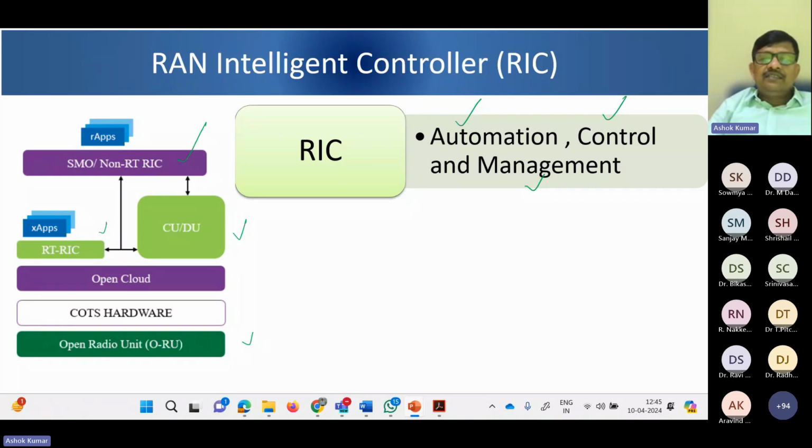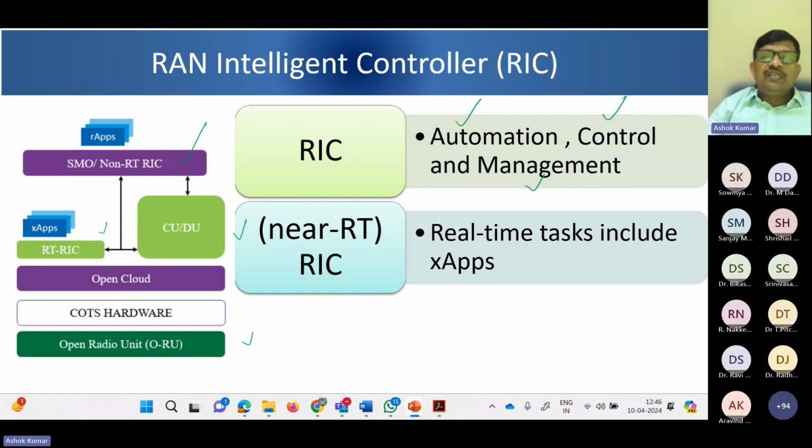And the RIC, as I said, there are two types. One is the near real time RIC. Basically, all the real time tasks will be done at the RIC part, and there can be many apps for this purpose. We call it xApp. Please remember that in the real time RIC, there will be many third party apps for different functionality, different automation, different control.